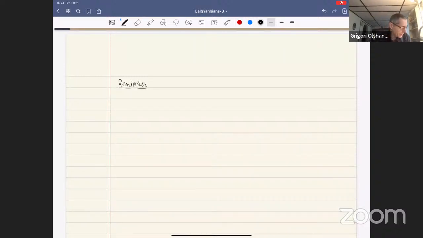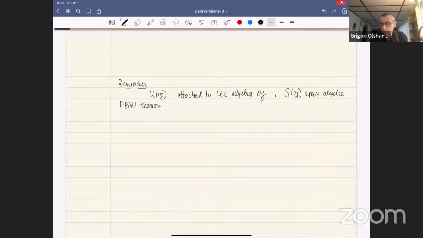What we discussed? We discussed the universal enveloping algebra, which is attached to any Lie algebra G. The ground field is the complex numbers, but it can be any field of characteristic 0. And next we have a symmetric algebra of the vector space G, and the Poincaré-Birkhoff-Witt theorem, which says, roughly speaking, that these two objects, this non-commutative algebra and this commutative algebra, are roughly speaking of the same size.